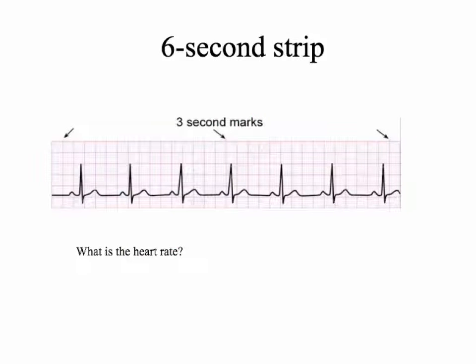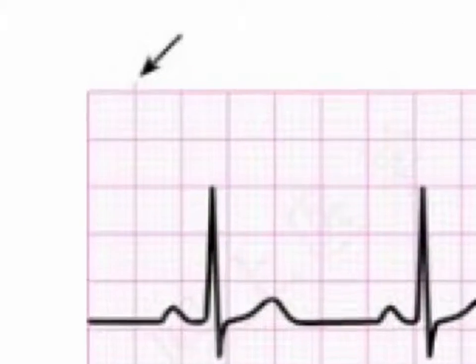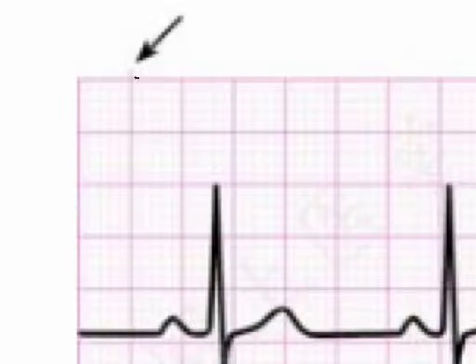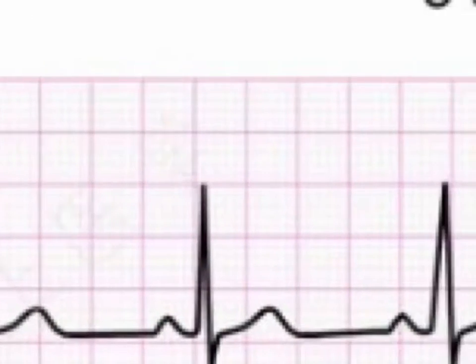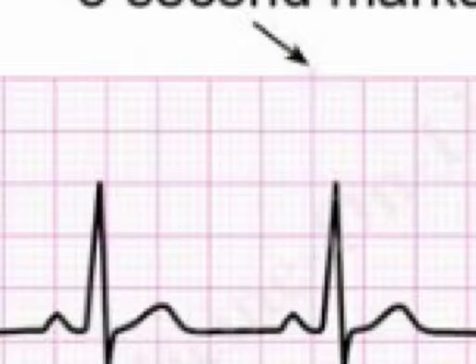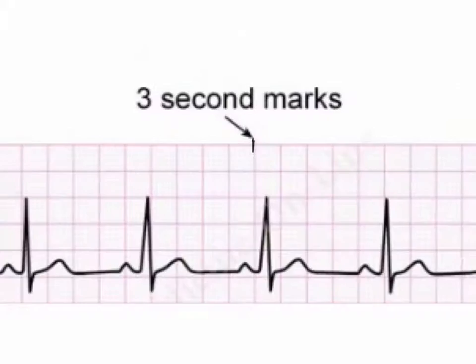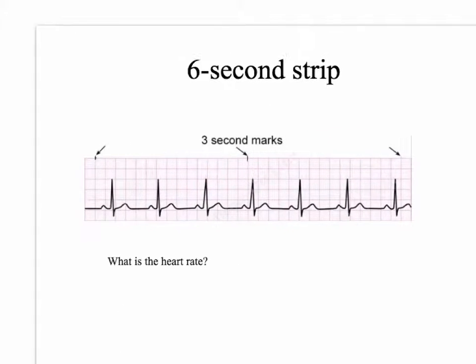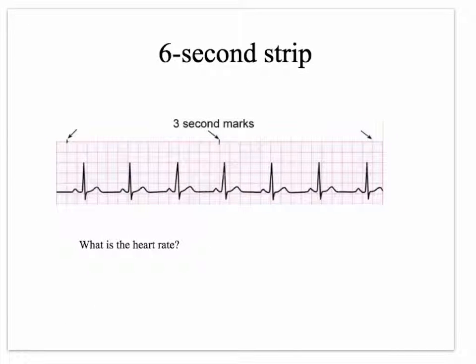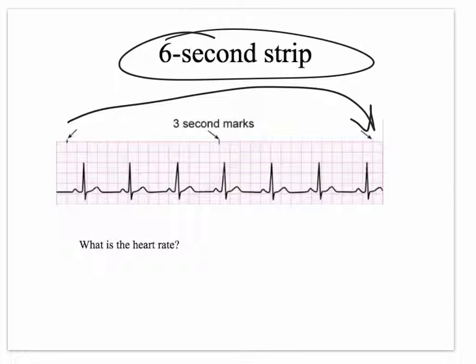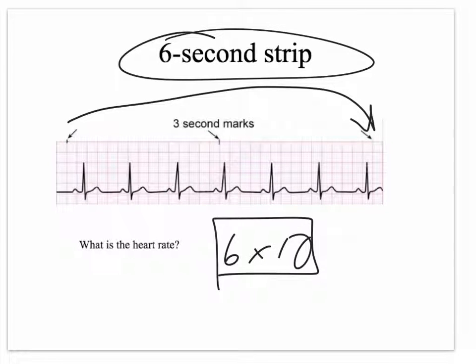If we zoom in really close, it's hard to see, but there's a tiny little tick mark right there, and there's another tiny little tick mark right here, and this typically is a 3-second mark. So if we're really quick at math, we know that 2 3-second marks is equal to 6 seconds, and if I take 6 seconds and times it by 10, then I get 60 seconds. So if I take the number of beats in here and I times it by 10, I get the number of beats in a minute.